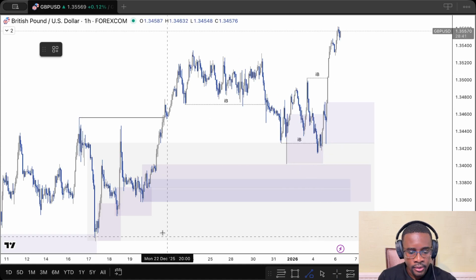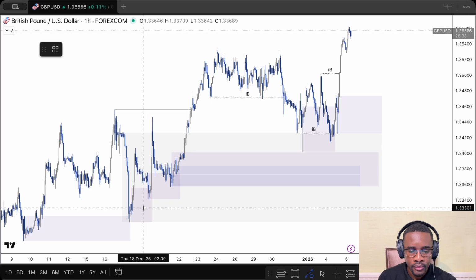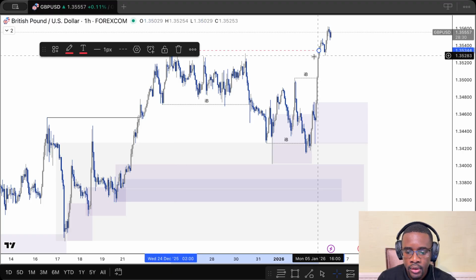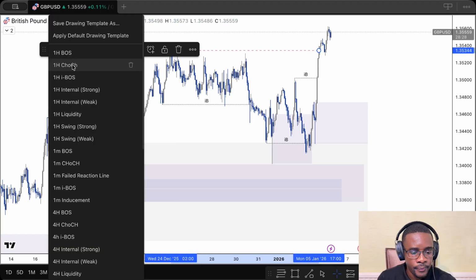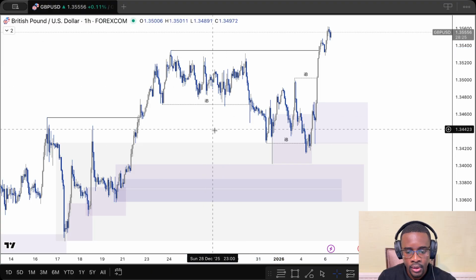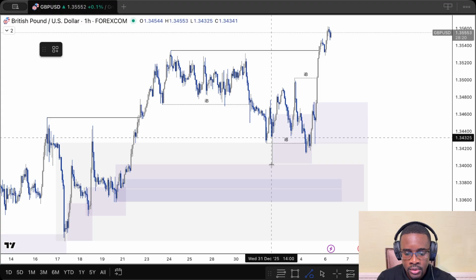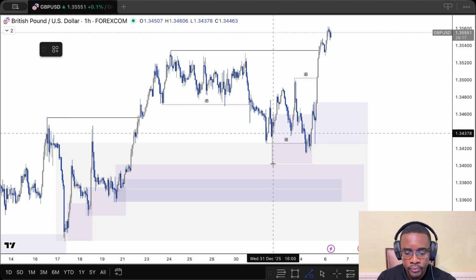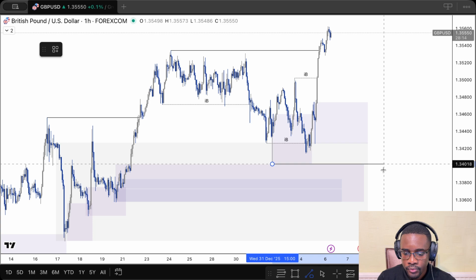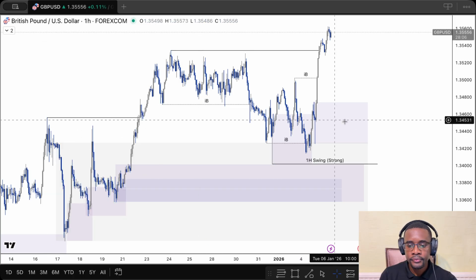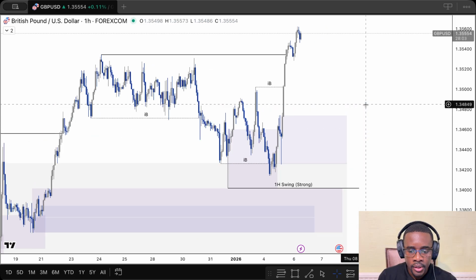Internal and swing are now both bullish, and then this is our extreme. I'm going to say 1 hour swing strong. Okay, so this is what we have.